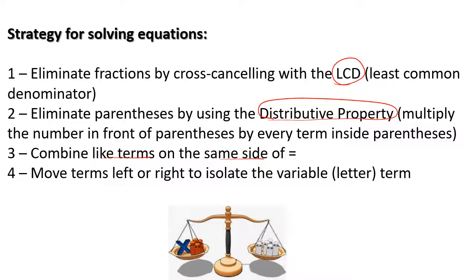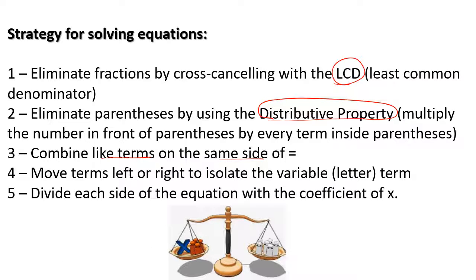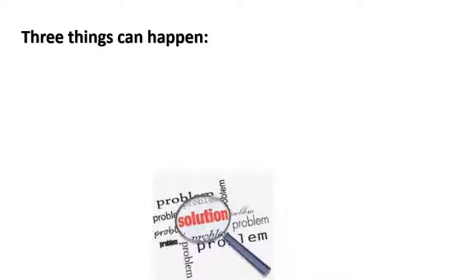Then you can move terms left or right by adding or subtracting. That will isolate the variable, which is the letter. And only last should you divide each side by the coefficient of x. That is the number in front of x.